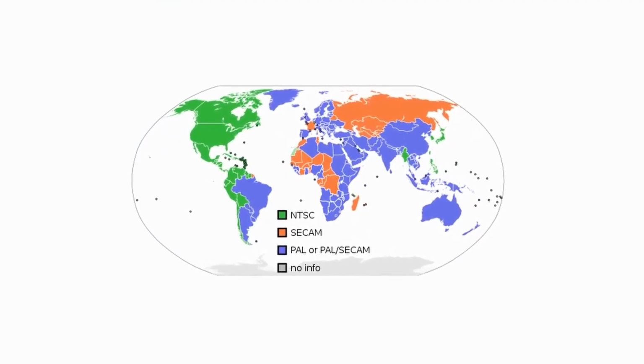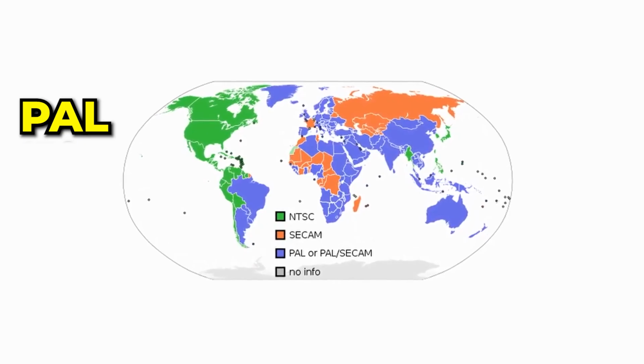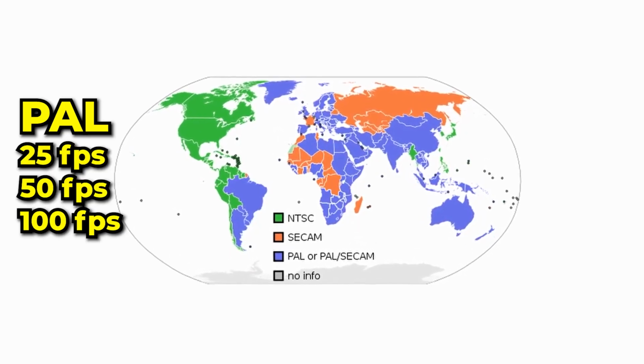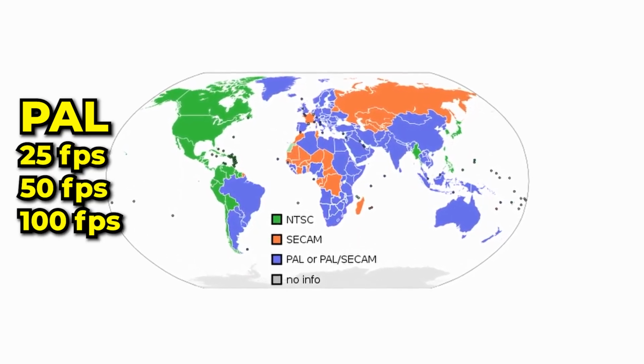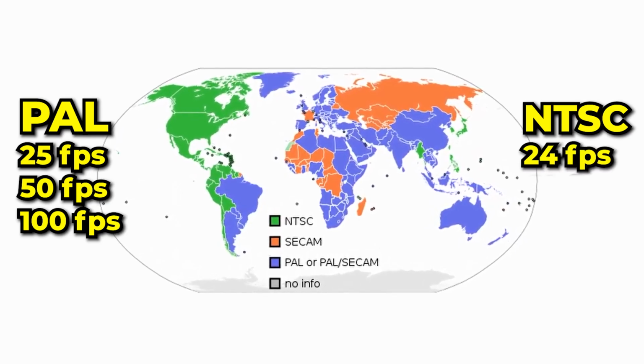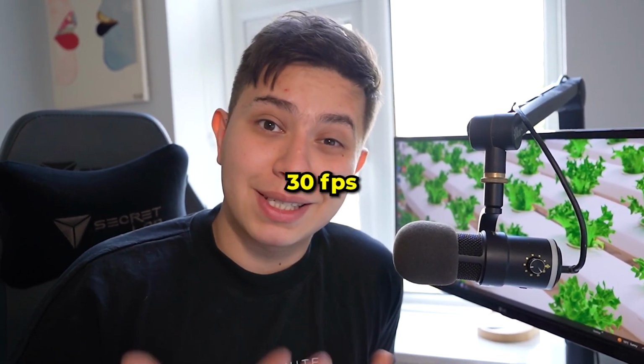It really depends on your region. For example, I'm in the UK, which is a PAL region, and PAL usually shoots 25 frames, 50 frames, 100 frames. If you're in the US, for example, that's an NTSC region, which is 24 frames, 60 frames, 120 frames. Also, did you know that when you upload your video to Instagram, it gets automatically compressed to 30 frames per second? What? This is so that the video can be viewed all around the world, regardless of the region.